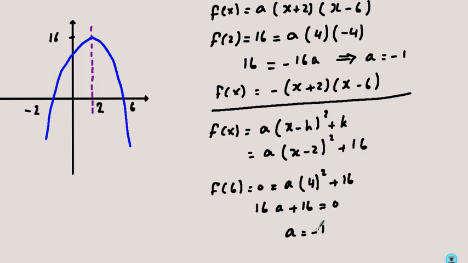So your other form can be f of x is equal to negative x minus 2 whole squared plus 16. And if you expand this, the factorized form, and expand the vertex form, you'll find that they end up as exactly the same thing.